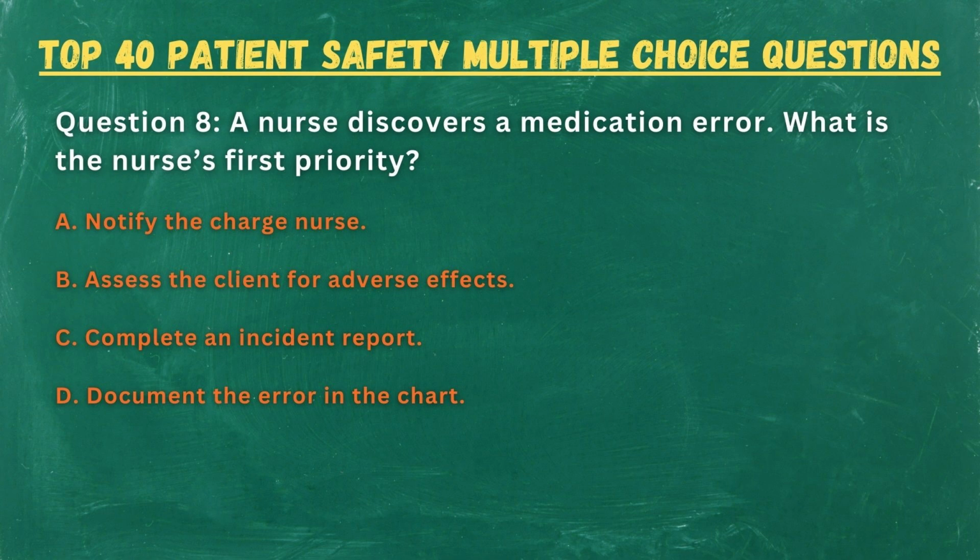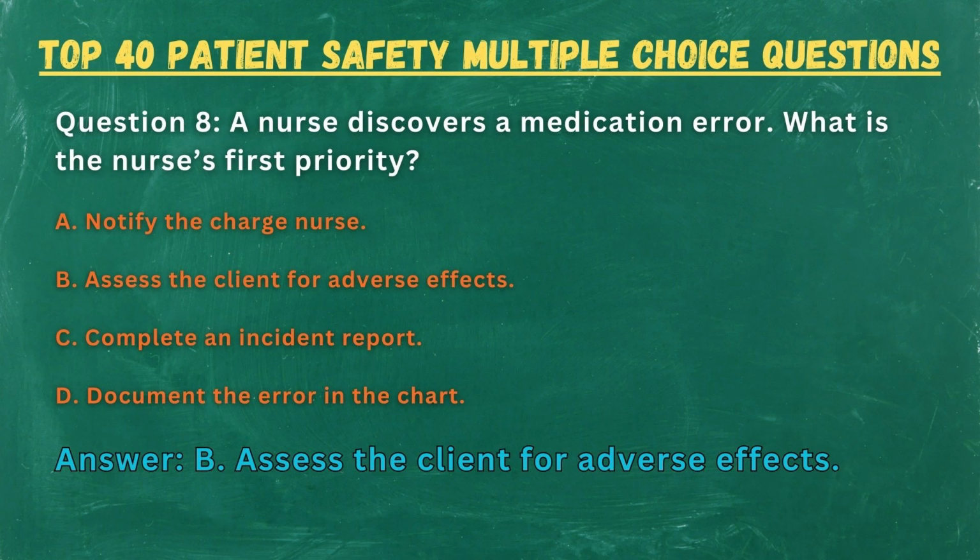Question 8. A nurse discovers a medication error. What is the nurse's first priority? A. Notify the charge nurse. B. Assess the client for adverse effects. C. Complete an incident report. D. Document the error in the chart. Answer: B. Assess the client for adverse effects.